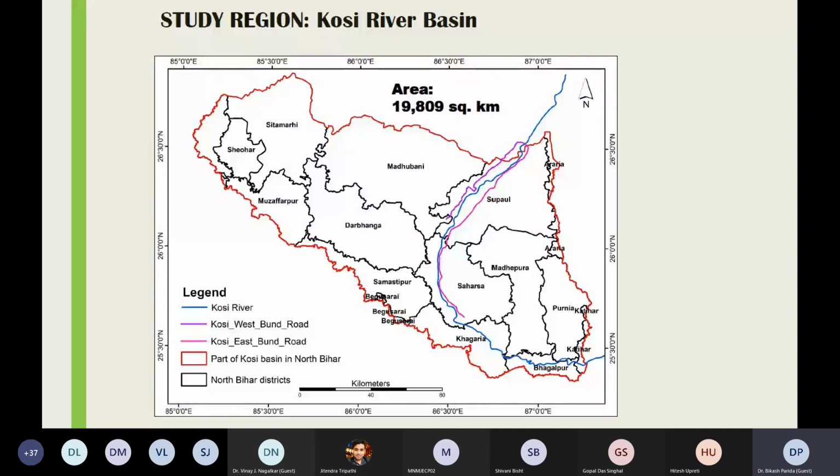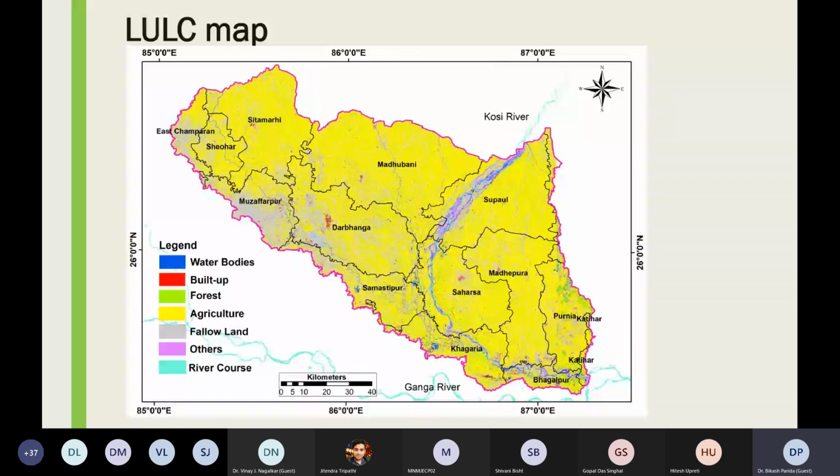This is the LULC map of the Kosi River. You have agriculture, forest, and other classes. Here you see mostly agriculture is the dominant LULC class. The Kosi River passes especially through the Supaul district, Saharsa, and then Khagaria, and near Bhagalpur it actually merges with the Ganga River. Just below, the purple is North Bihar, where the Ganga River passes through. I think it is not visible clearly, but the river course has also been shown, and the Kosi merges near the Katihar and Bhagalpur areas.